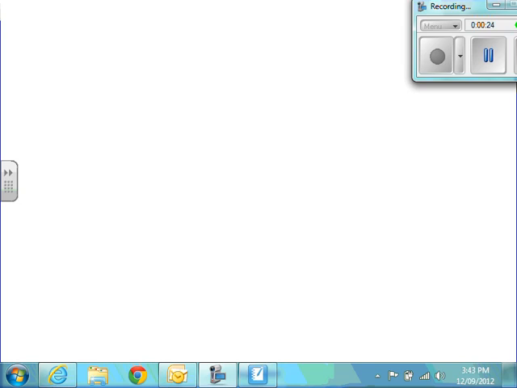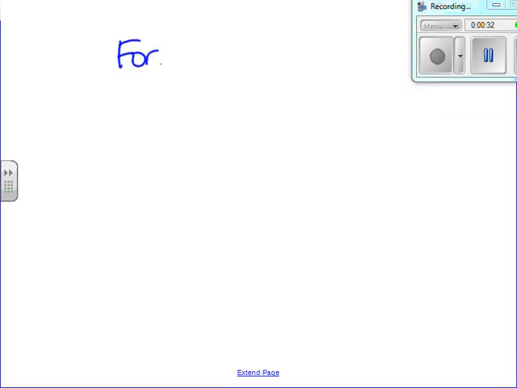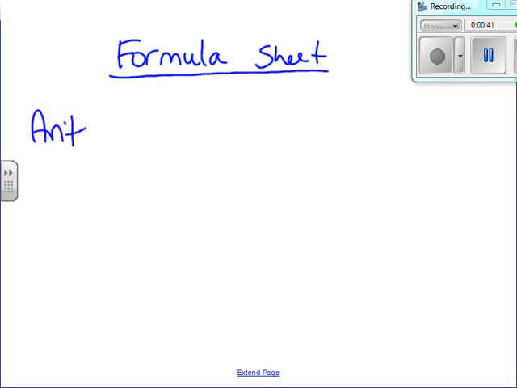We're going to be writing a couple of formulas down that you should be adding to a formula sheet that you should start. So the very first thing I want you to do is get out a sheet of paper and title it formula sheet. Okay, and the first thing you're going to put on your formula sheet is from our arithmetic sequences, which is what we were doing in 1.1.